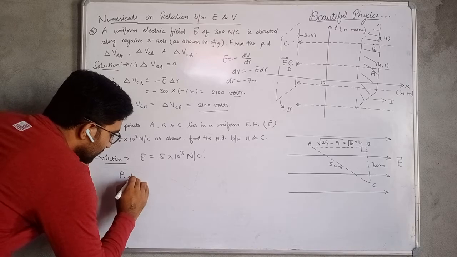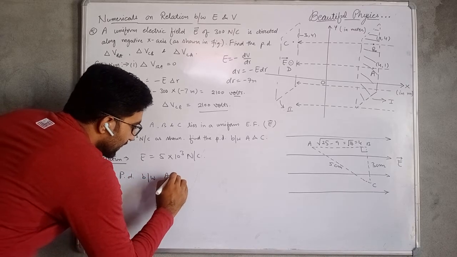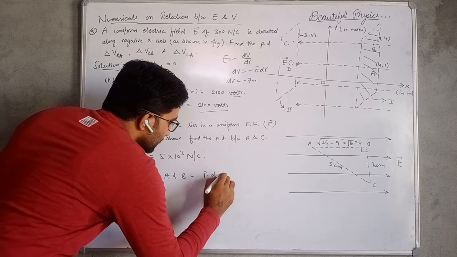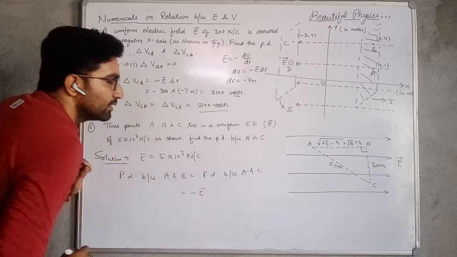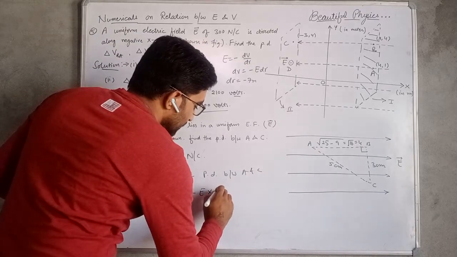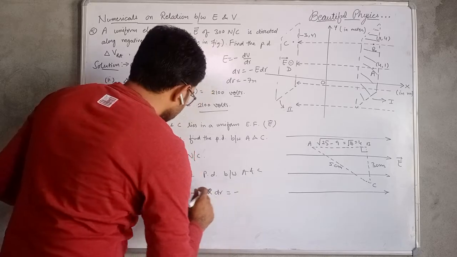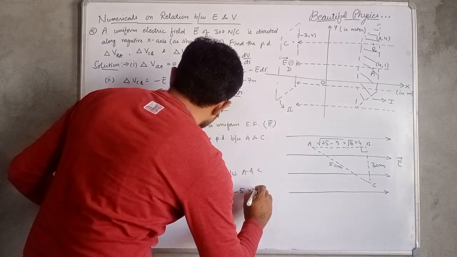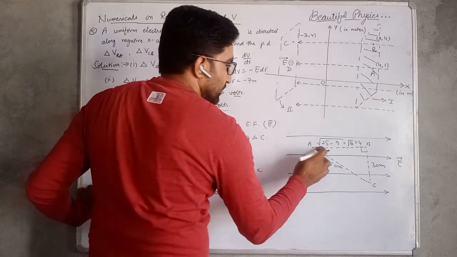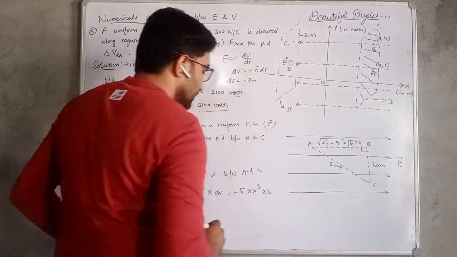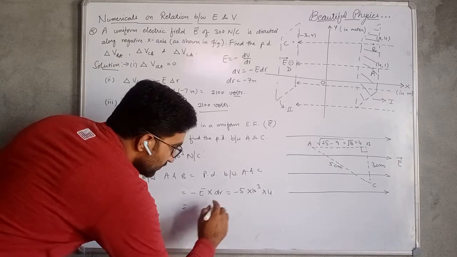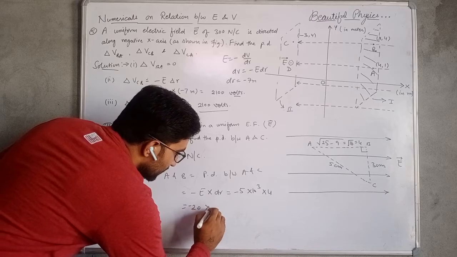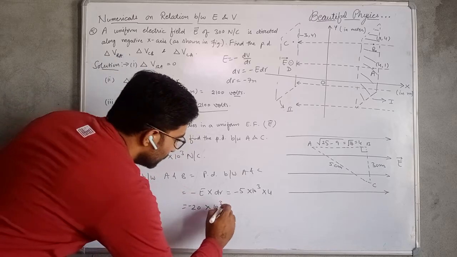Potential difference between A and B will be equal to potential difference between A and C. So it will be equal to minus E times dr. It will be equal to minus, the value of E is 5 into 10 raised to power 3, and the value of dr, the distance between A and B, is equal to 4. The answer will be minus 5 into 4, 20 into 10 raised to power 3 volts.